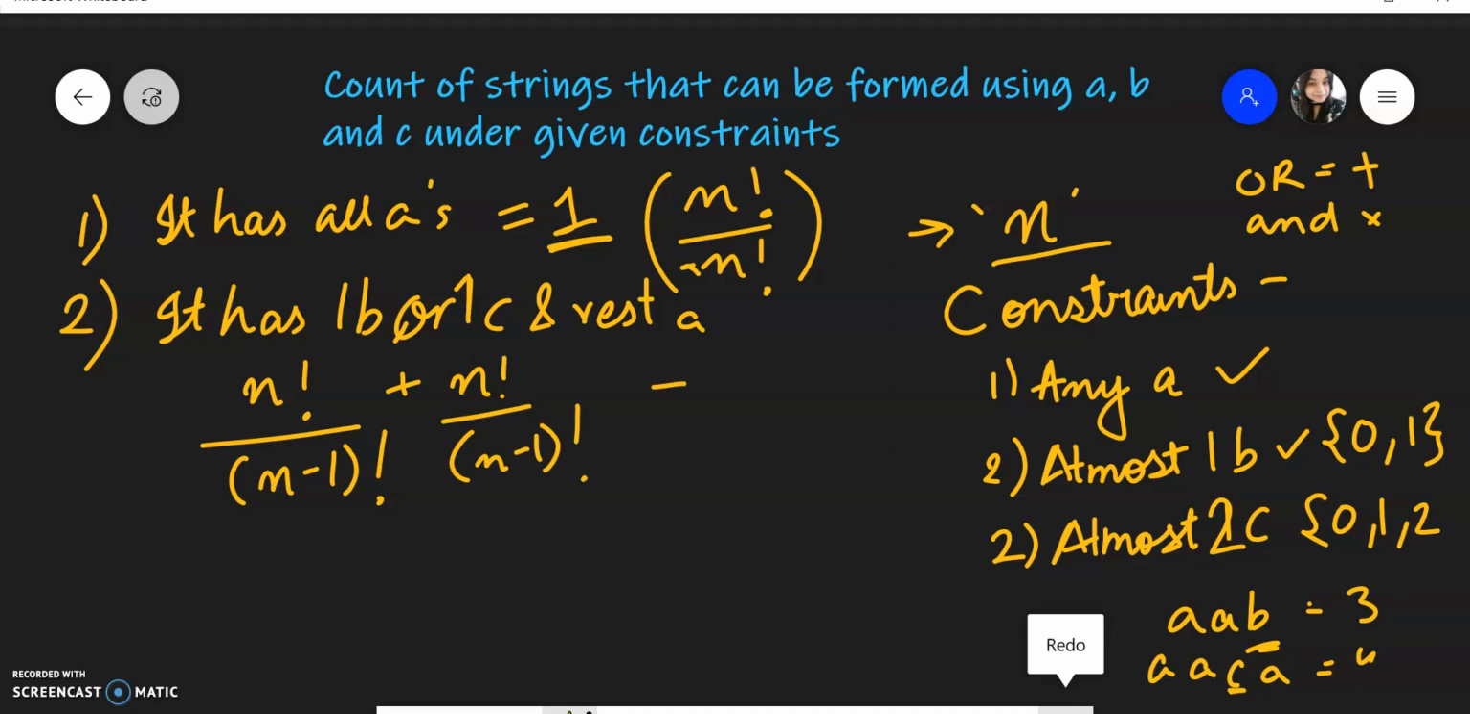So this will come out to be n plus n, that is 2n, right? Now our third case will be, we have all A's, 2 C's, right? Remember, we are given a constraint that we can have at least 0, 1 or 2 C's, right?